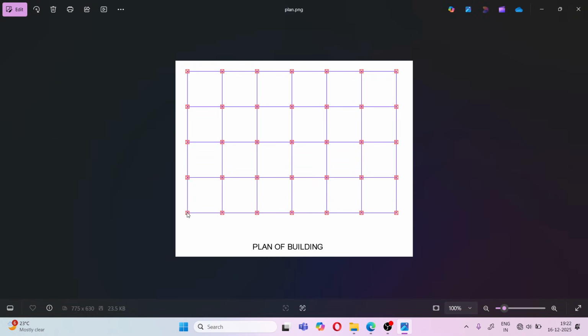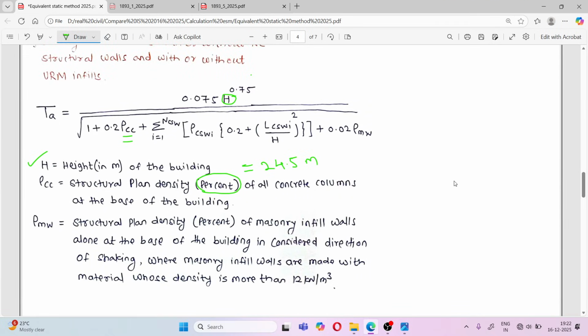So this is the plan of the building. So 1, 2, 3, 4, 5, 6, 7. In one row there are 7 columns and 1, 2, 3, 4, 5. So there are 5 rows. So how to calculate structural plan density?